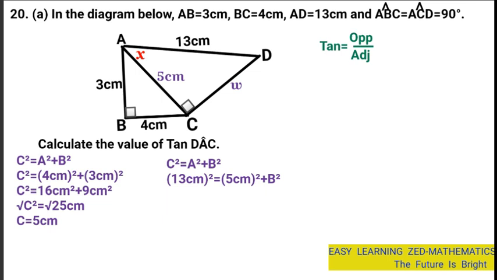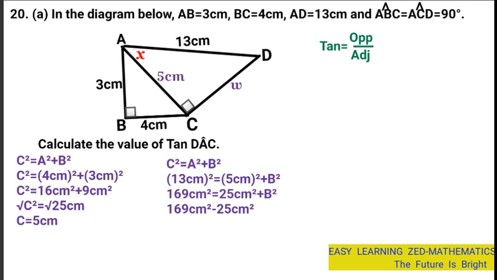So the square of 13 is 169 centimeter squared, which will be equal to the square of 5, which is 25 centimeter squared, then plus B squared. Okay, once we've done that, then the next thing we're going to do is put like terms together. So I'm going to write 169, then the 25 centimeter squared will cross the equal sign and become minus. So it's going to be 169 centimeter squared minus 25 centimeter squared, which will be equal to B squared.